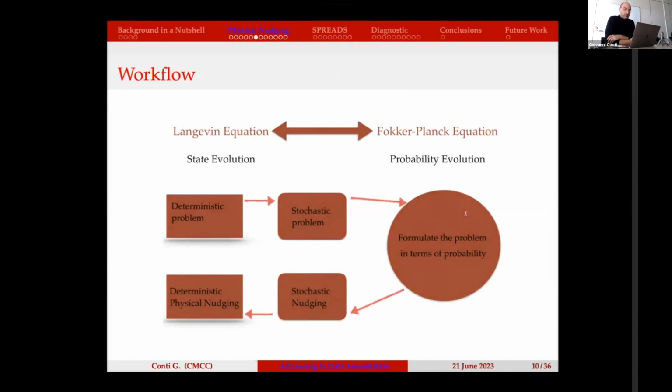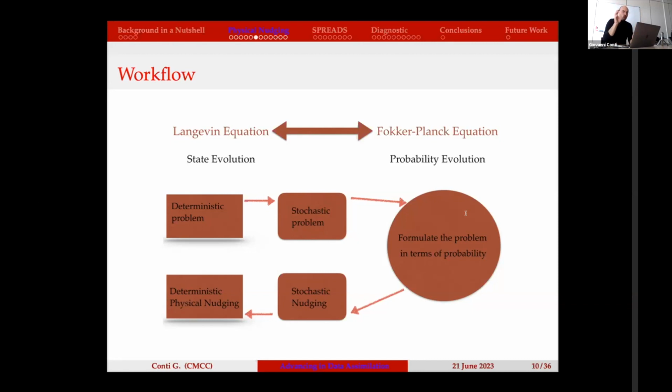So here is the sketch of the workflow for the derivation. We need to exploit the connection between the Langevin equation and the Fokker-Planck equation. So we have a deterministic problem, our dynamical system.